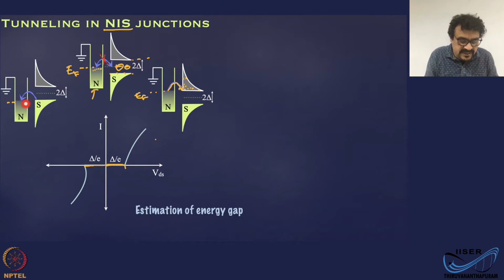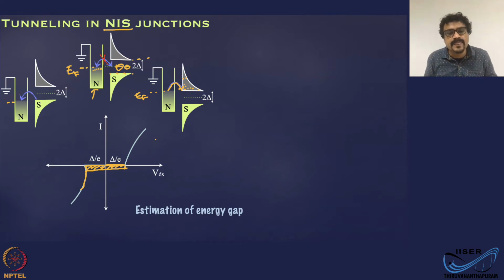Now, once you align the Fermi energy with this filled quasi-particle level on the superconducting side, then there are empty states right at the Fermi energy where these quasi-particles can tunnel into. Then, as a response, the current will rise. Okay. So, within this window of delta by E on either side from zero bias, no current will flow, and the current is completely blocked.